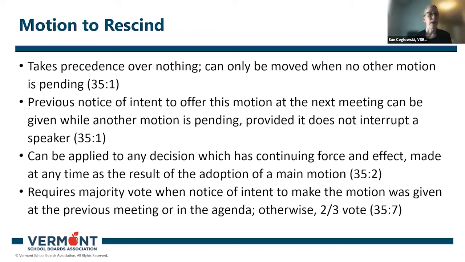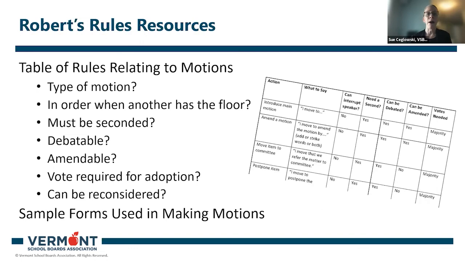Okay. So I'd like to now talk about some resources that I have found really helpful in Robert's Rules of Order. And these are right in the book. There is a table at the back of the book, and it has all of this information in it. It has type of motion. Is it in order when another person has the floor? Must it be seconded? Is it debatable? Is it amendable? How many votes are required for adoption? Is it majority vote or 2/3 vote? And can it be reconsidered? So that's a really useful table that's at the very back of the book.